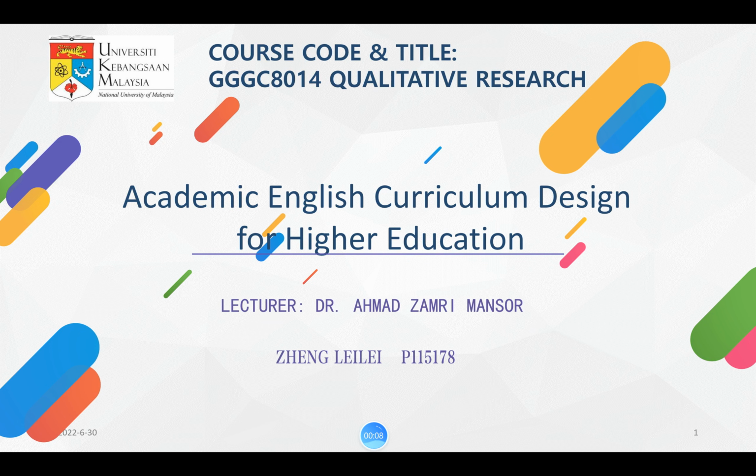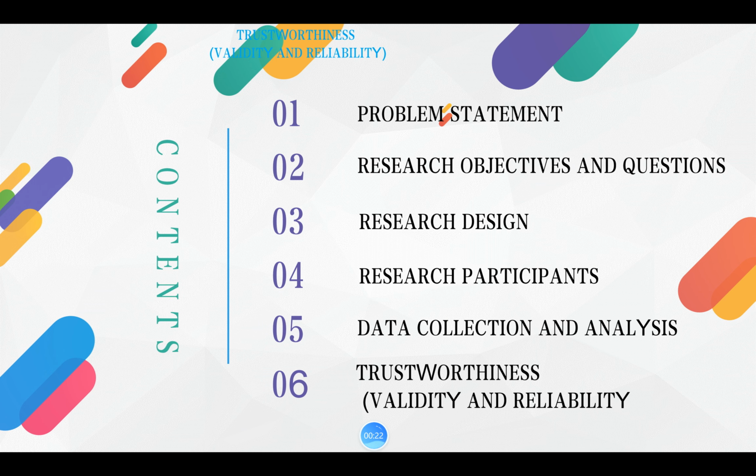The title of my presentation today is Academic English Curriculum Design for Higher Education. I know this title is too huge. I will keep on learning and trying to narrow it down. I will talk about the paper from the following 6 aspects.